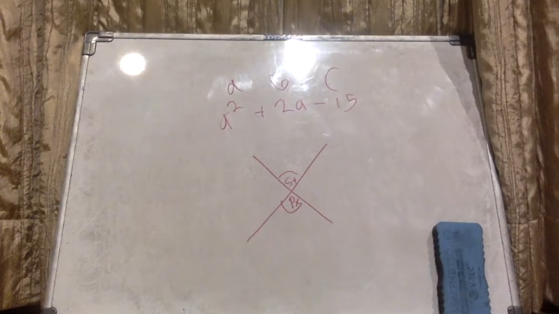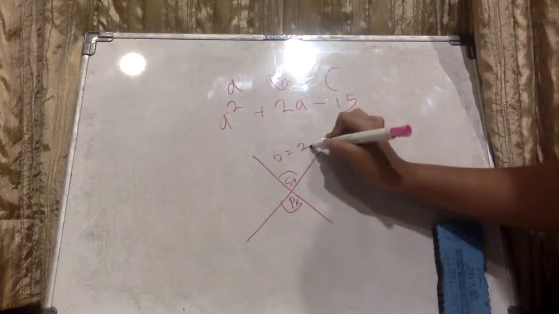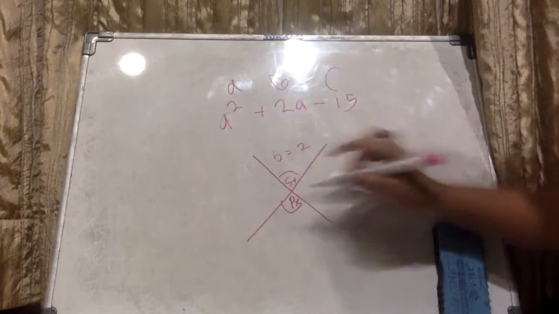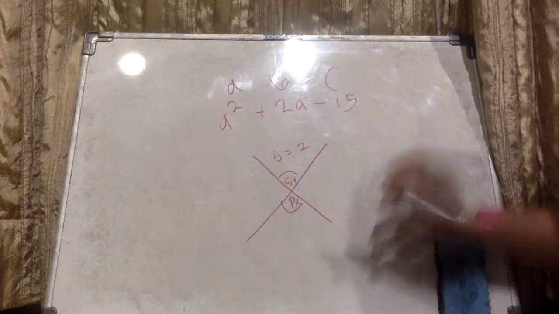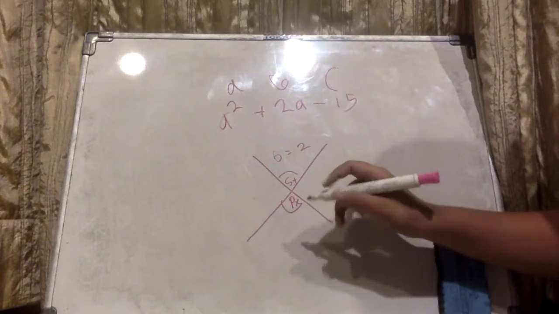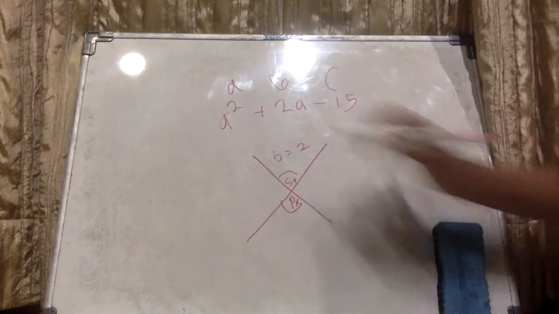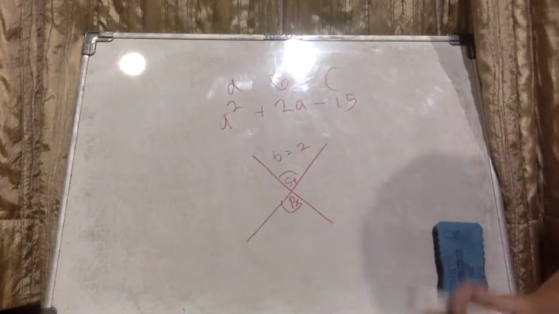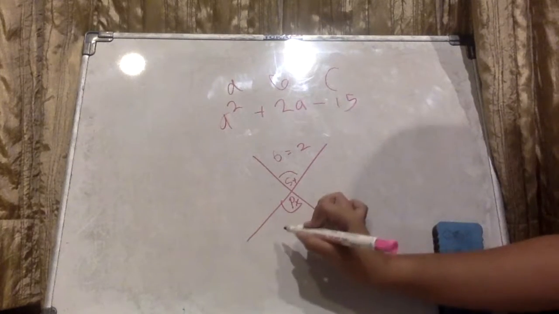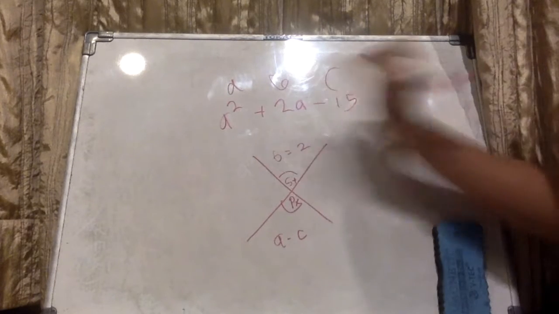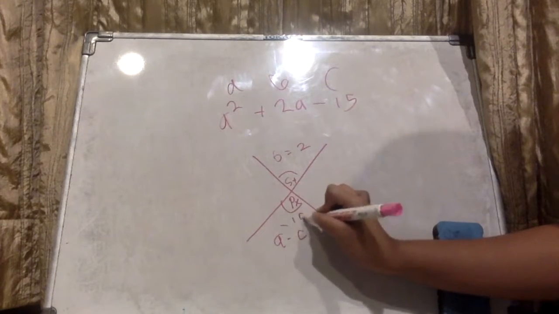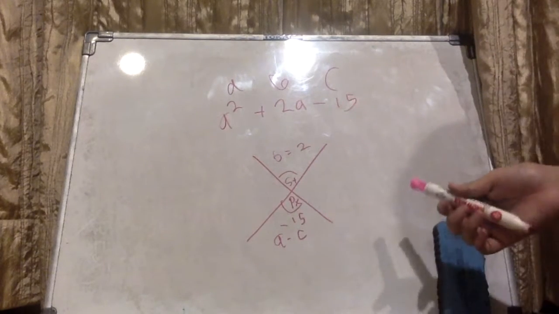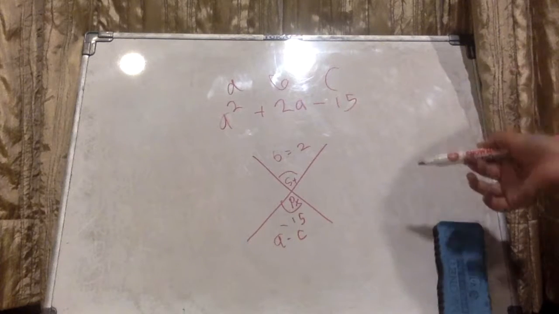A, B, C. So B is going to be here, so it's going to be 2. We don't include the variable, because that's how the method works. And the product is going to be times, so A times C. We're not going to use this now, we're just going to use it later. A times C: 1 times negative 15. It's still going to be negative 15, because positive meets negative, and that still means a negative.